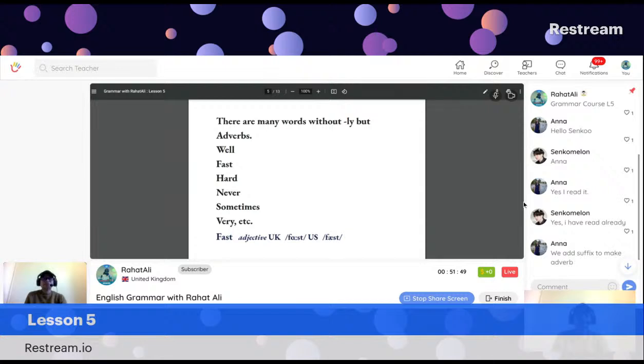By the way, this pronunciation, fast, we add a suffix. It is pronounced differently. In the UK, this A sound is a bit longer, but in the US, I prefer the short A and E sound.